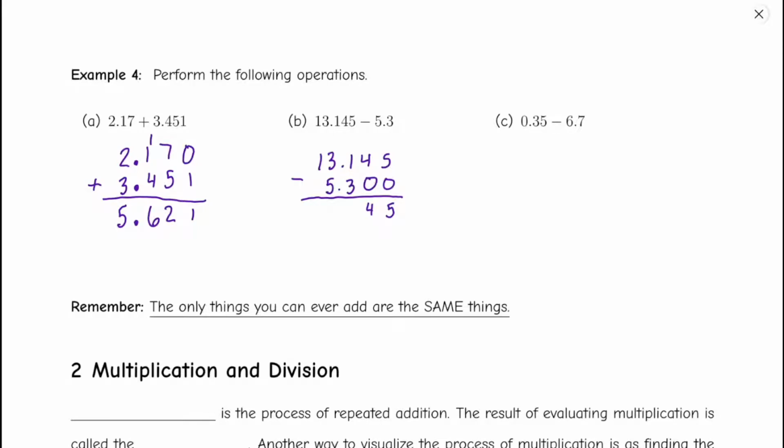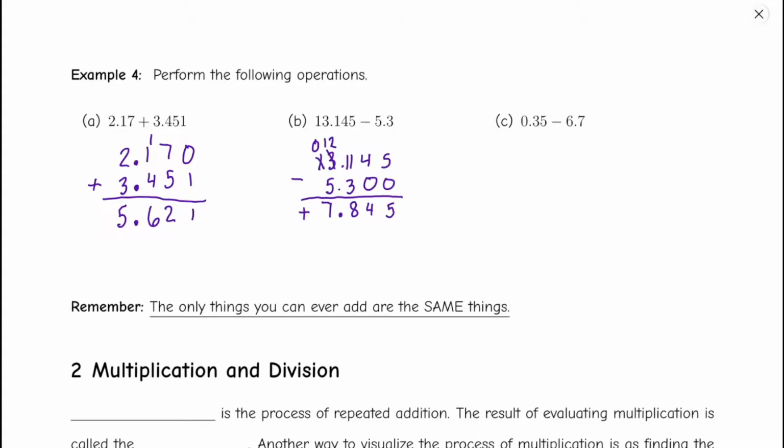1 minus 3. Well, I can't do 1 minus 3, so I go over to the 2. Borrow 10 from it so that I can carry that 10 over to the 1, and we get 11. 11 minus 3 is 8. 2 minus 5, well, I can't do that, so borrow from the 1. Get 12 minus 5, which is 7. Then since this was subtraction, which number was bigger? The 13 we already said, was that positive or negative? It was positive, so our answer is positive 7.845.